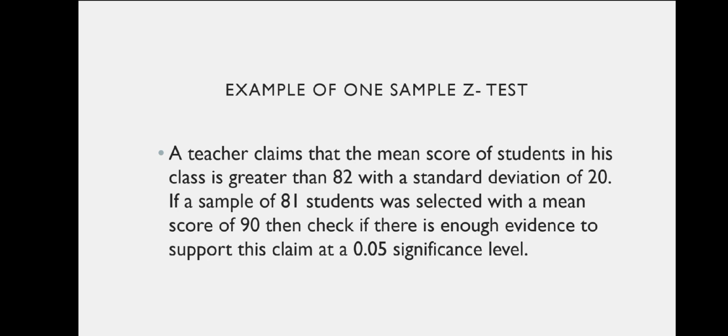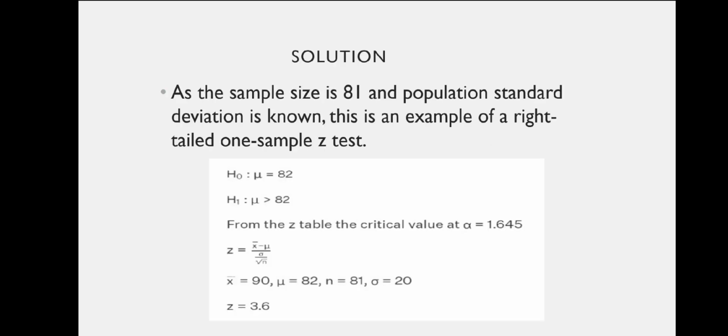A teacher claims that the mean score of students in his class is greater than 82 with a standard deviation of 20. If a sample of 81 students was selected with a mean score of 90, then check if there is enough evidence to support this claim at a 0.05 significance level. Solution. As the sample size is 81 and the population standard deviation is known, this is an example of a right-tailed one-sample z-test. Null hypothesis: mean equals 82. Alternative hypothesis: mean is greater than 82.